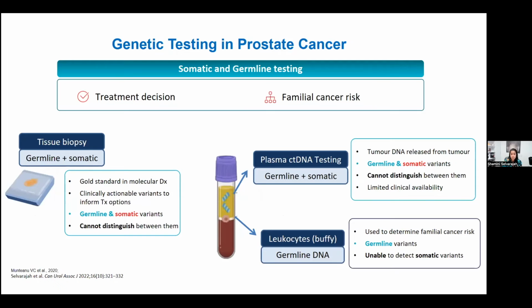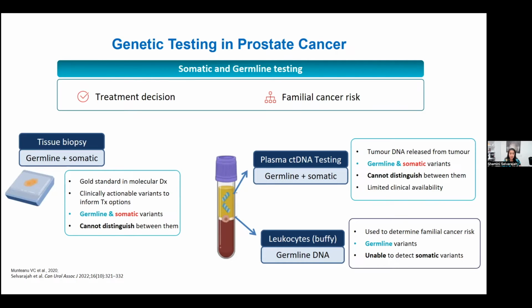So when you do genetic testing in prostate cancer, as I mentioned in the previous slide, you have a treatment-based goal, and then you have the risk-based goal. When you look at tissue biopsy, that is usually done for determining treatment or determining if the patient might have a target that can be amenable to certain treatments. So tissue testing is considered the gold standard in molecular diagnostics when it comes to cancer.